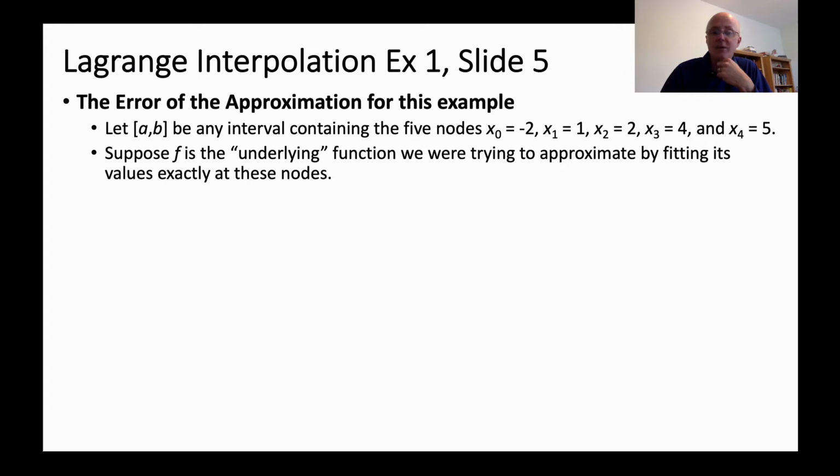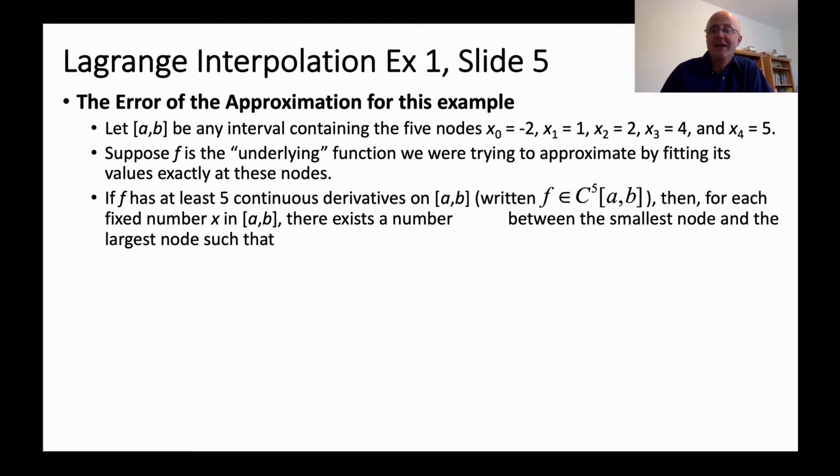If we suppose f is the underlying function we are trying to approximate by fitting its values exactly at these nodes, and this is again how it differs from a statistical model. Here we're trying to fit the data points exactly, whereas in a statistical model we're trying to fit the pattern. If f has at least 5 continuous derivatives, this is part of the hypotheses of the theorem. Okay, 5 derivatives that are all continuous functions is what that means. 5 times continuously differentiable is the official way to phrase it. And written in this funny notation here, f is an element of the set C5 of AB means exactly that f has 5 continuous derivatives on the interval.